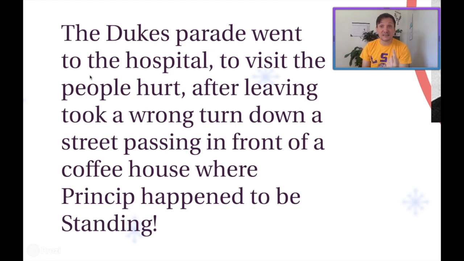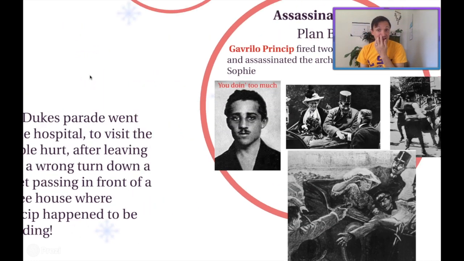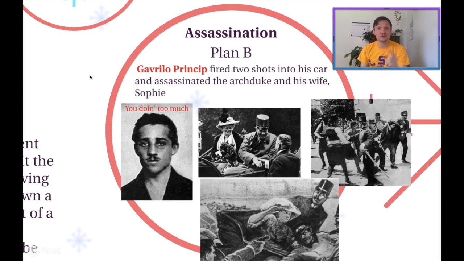And they were feet away from him. I'm talking just a few feet, like 10 feet away from him. And he looks at him, he's like, holy crap, they're right there. And he just pulls a revolver out of his jacket and fires several shots into the car and kills the Archduke and his wife, Sophie. Shoots her first, actually.